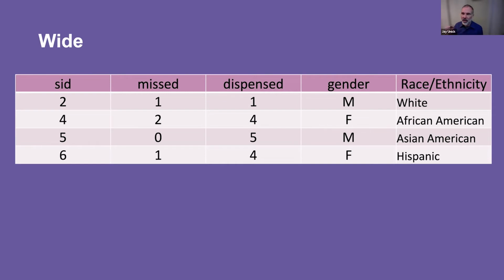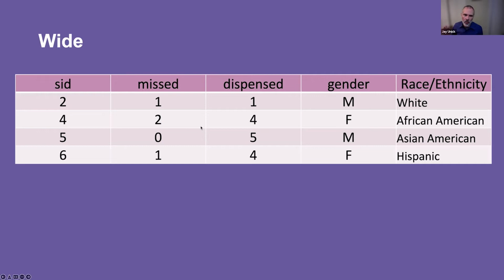But for wide data, what we did here is for person number 2, we counted. They had 2 observations, one they missed, one they dispensed. They're male and they're white. For person number 4, we counted up 2 missed doses and 4 dispensed doses, female, African American, and so forth and so on. So all we did is collapse across all of the observations we had for number 2, all of the observations we had for number 4, and all of the observations we had for 5 and 6, and we just counted the number of missed and dispensed.